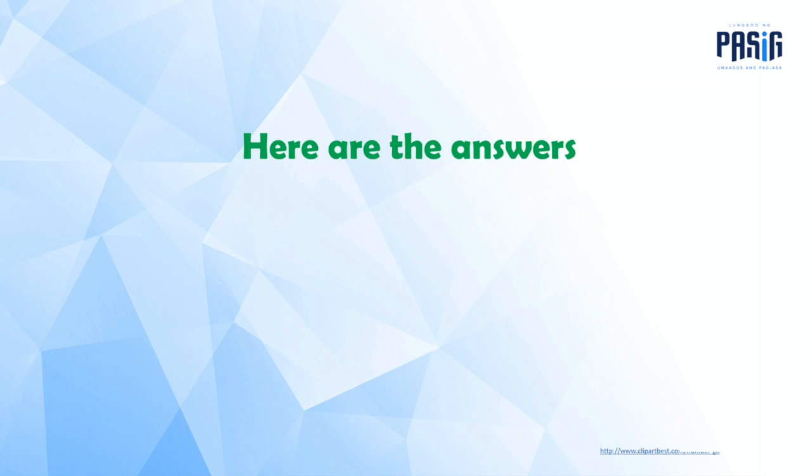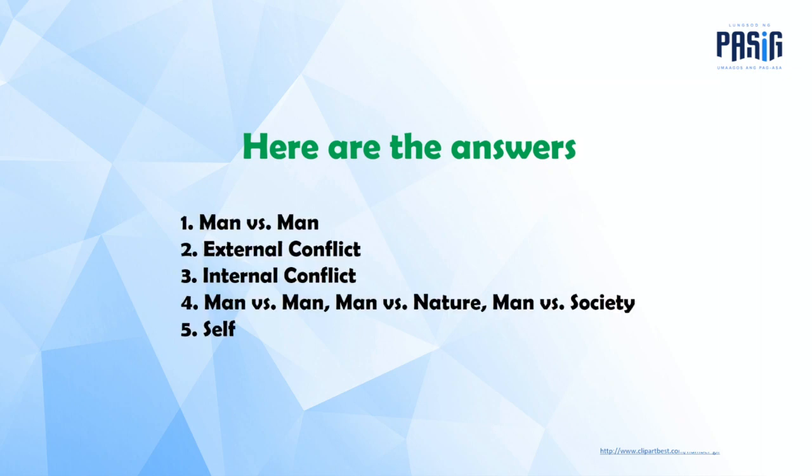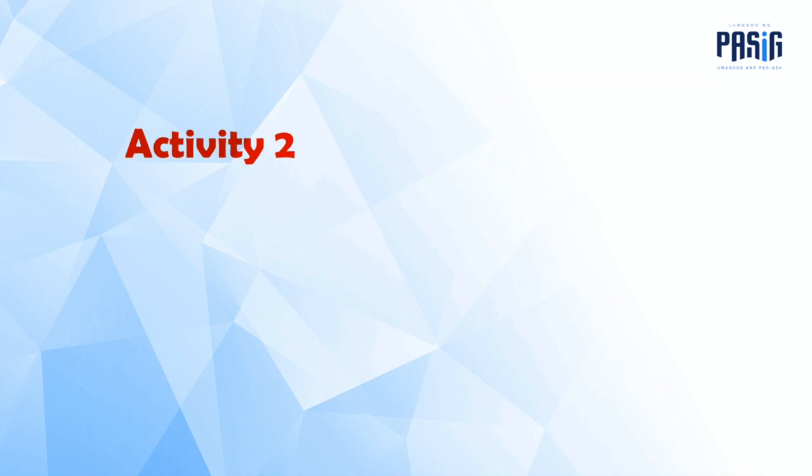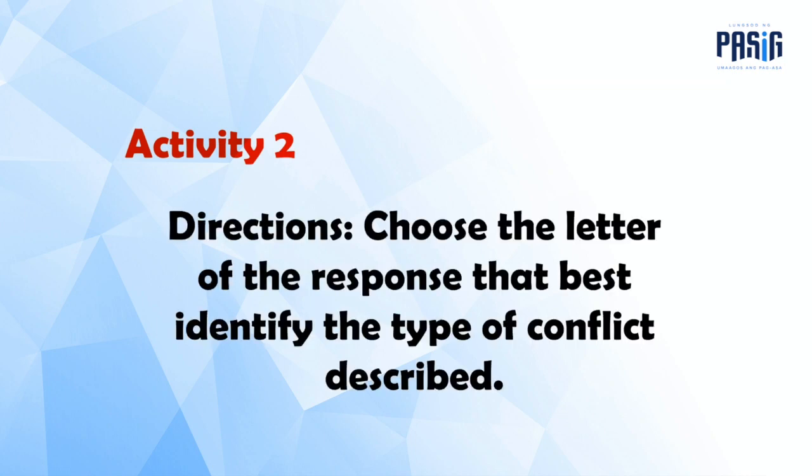Now, here are the answers. Number 1, man versus man. Number 2, external conflict. Number 3, internal conflict. Number 4, man versus man, man versus nature, and man versus society. And number 5, self. For activity 2, choose the letter of the response that best identifies the type of conflict described.